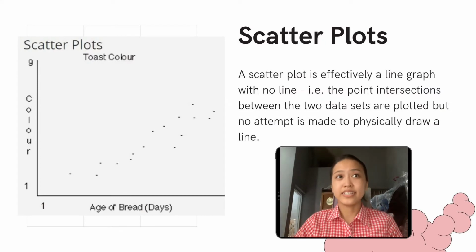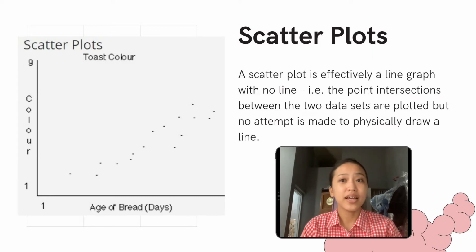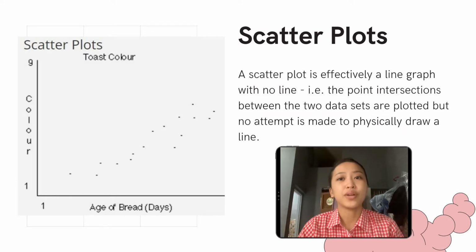And the next one is scatter plots. A scatter plot is effectively a line graph with no line. The point intersections between the two data sets are plotted, but no attempt is made to physically draw a line. The y-axis is conventionally used for the characteristic whose behavior we would like to predict, used to define the area of relationship within two variables.